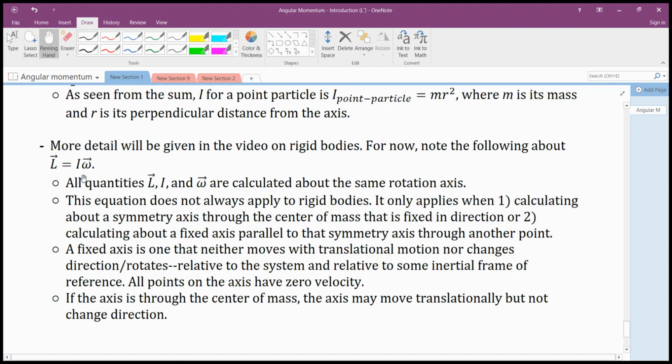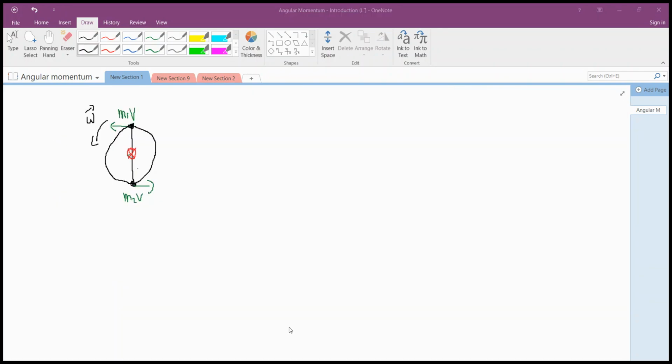All right, let's see a quick example of using this L equals I omega formula and see how it results in the same thing as r cross p. Let's consider the following example. Suppose we have two particles of mass m1 and m2, and they are rotating together in a circle as one object because they are connected by a light rod of negligible mass. They rotate about the axis of rotation shown in red, and I will have the z-axis come out of the page. What is the angular momentum of this system?